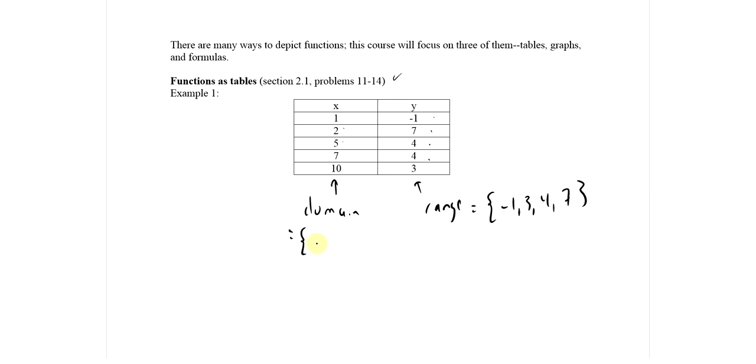The domain is 1, 2, 5, 7, and 10. And what's the rule that takes me from one to the other? Well, there really isn't a rule, right? All I know is these 1, 2, 3, 4, 5 pairs. And the rule is that 1 goes to -1, 2 goes to 7, 5 goes to 4, 7 also goes to 4, 10 goes to 3.